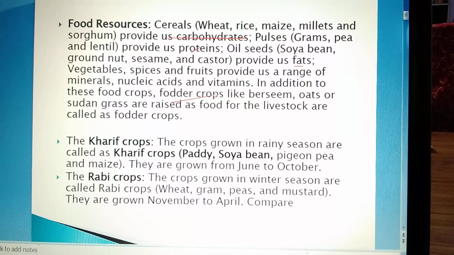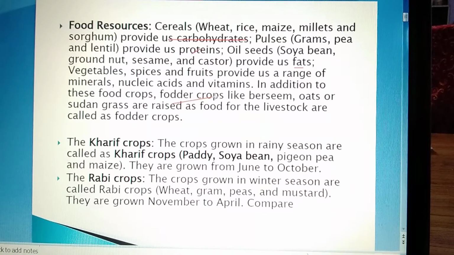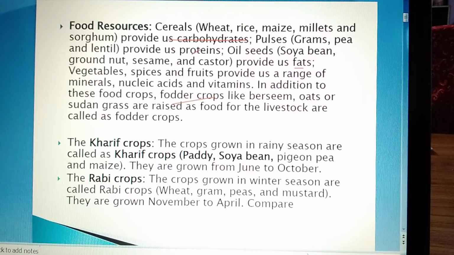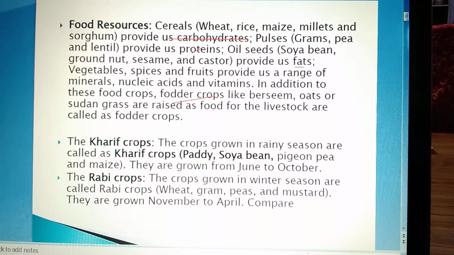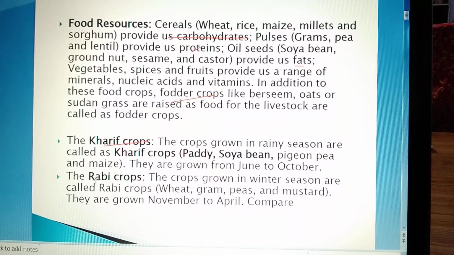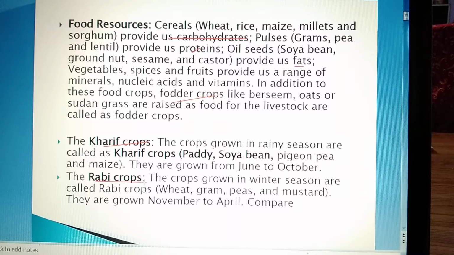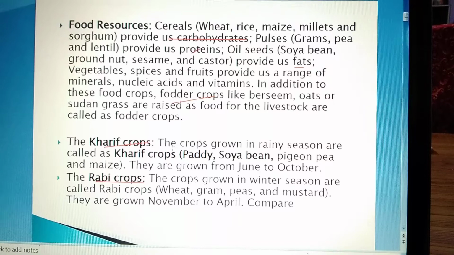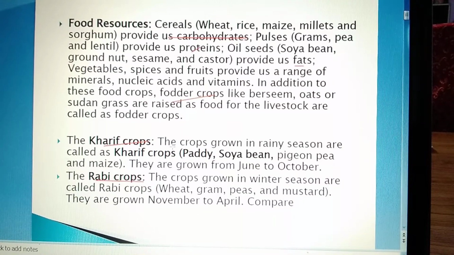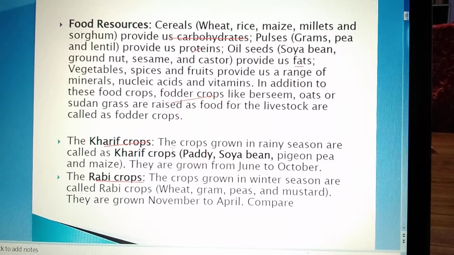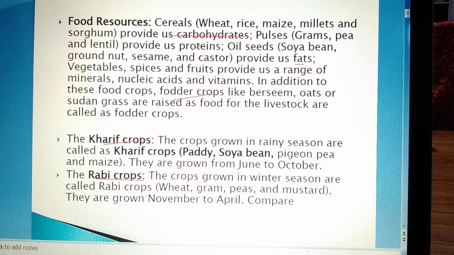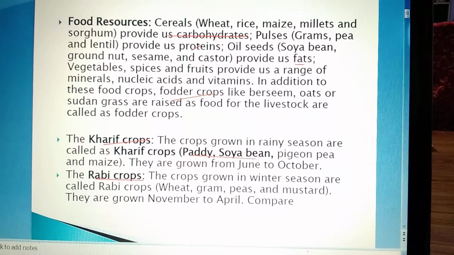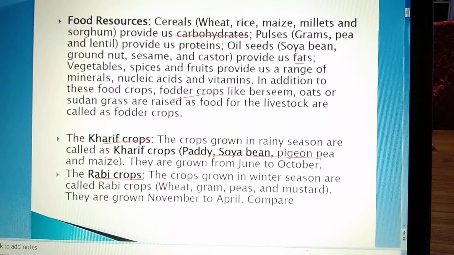Depending on the type of season in which the food is grown, the crops are of two types: a kharif crop and a rabi crop. Kharif crops are the crops that are grown in the rainy season, whereas rabi crops are the crops that are grown in the winter season. Examples of kharif crops are paddy, soybean, pigeon pea, and maize.